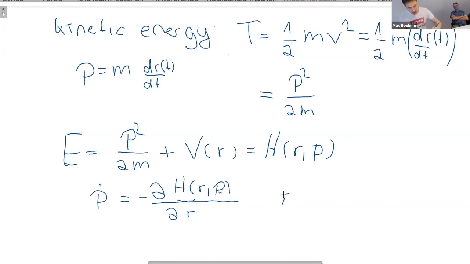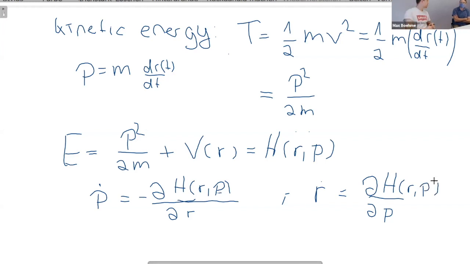And the change in the position of the particle is nothing more than the derivative of the Hamilton function with respect to the momentum of the particle. You have to believe me a bit on that.